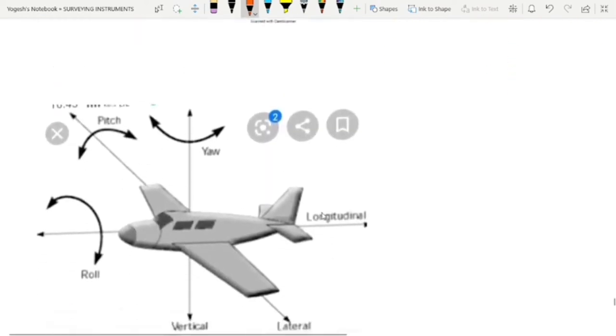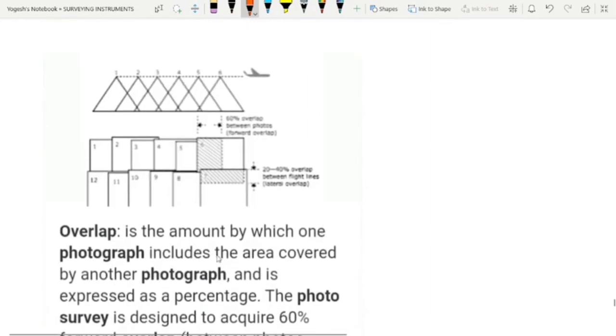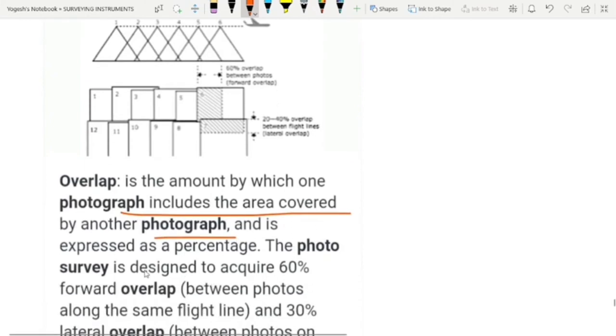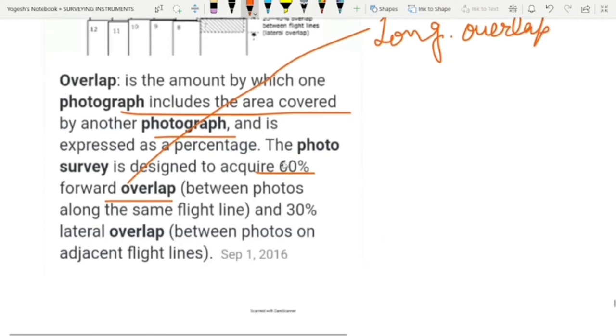Likewise, overlap is the amount by which one photograph includes the area covered by another photograph and is expressed as a percentage. The photo survey is designed to acquire 60% forward overlap, or the longitudinal overlap, having a range of approximately 60% between the photos along the same flight line, and 30% lateral overlap.